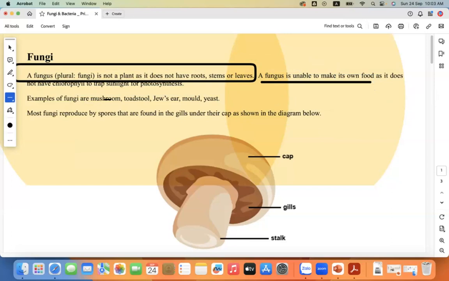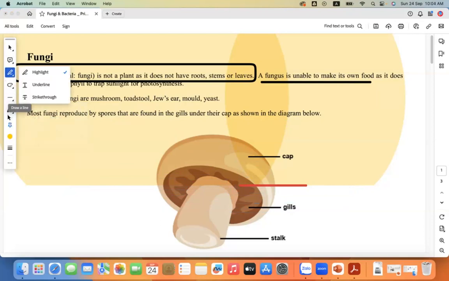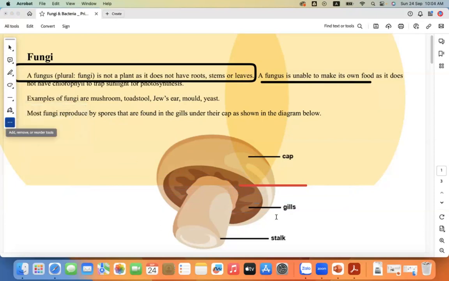Some examples of fungi are mushroom, toadstool, jelly ears, mold, and yeast. Most fungi reproduce by spores and they are found in the gills under the cap, as shown in the diagram below. So look at this little mushroom here. They have a stalk, cap, and gills. The spores are found here, this part here. Let me write down first. So this little part here is known as the gills, where the spores are found. All right, next up.